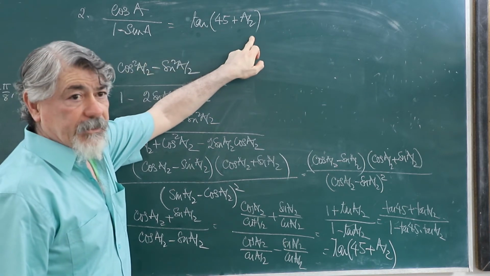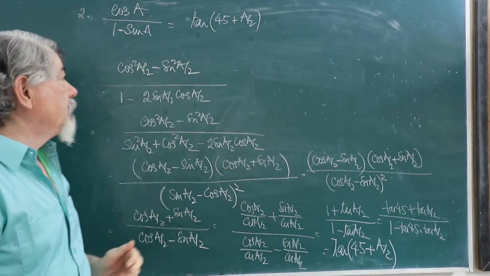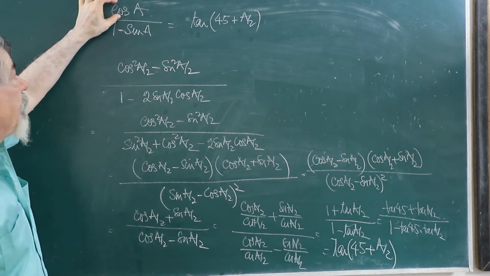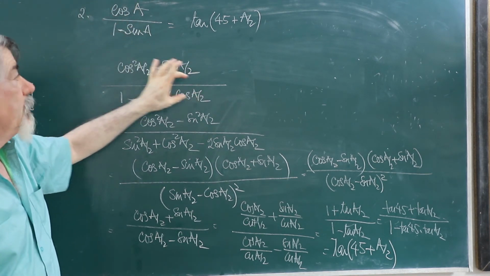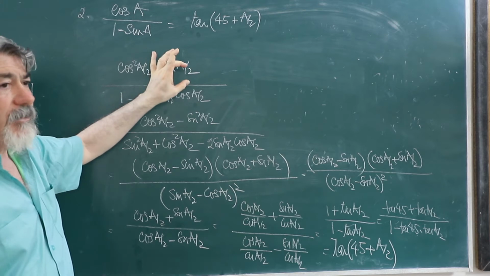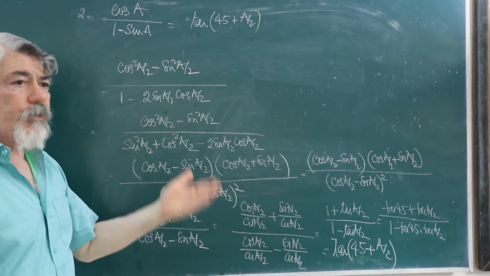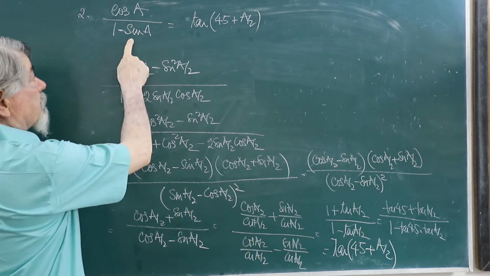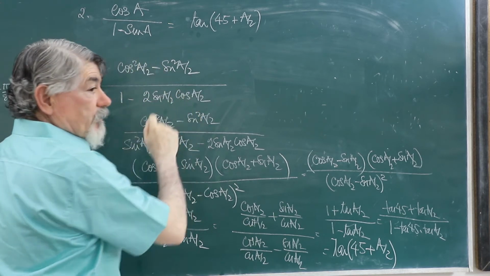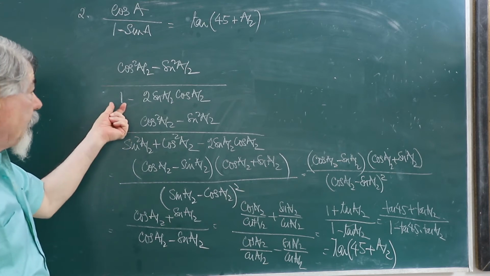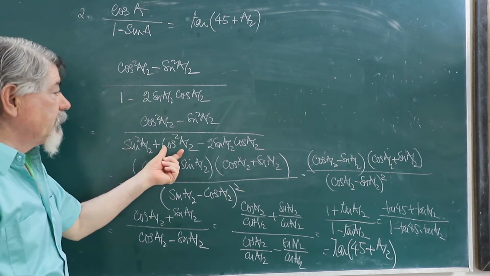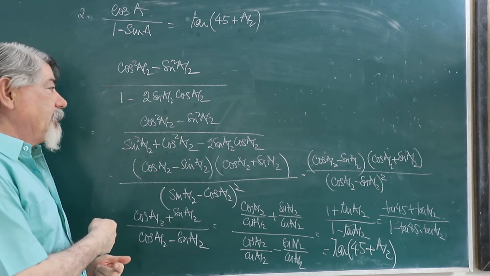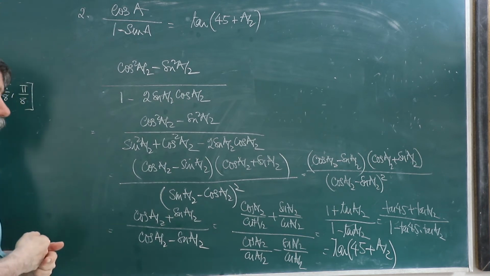What did we want to get? tan(45 plus a/2). Once again, just look at that. Cos a I wrote using the half-angle formula: cos square a/2 minus sin square a/2. If you rewind the video, you will find the formula. 1 minus sin a: sin a is 2 sin a/2 cos a/2, and 1 I have written as sin square a/2 plus cos square a/2. I can write it as cos square a/2 plus sin square a/2 also.